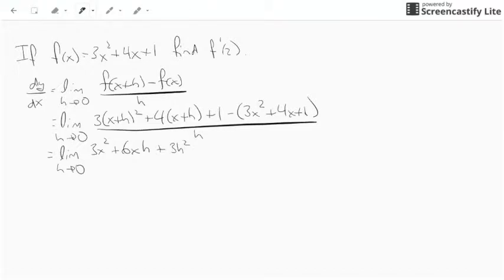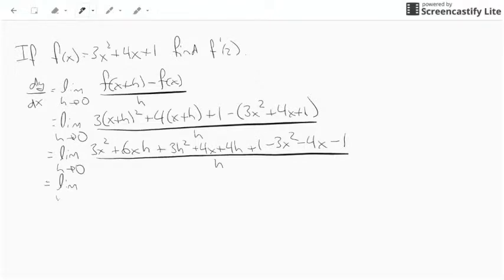Then I'm on to my second term, the 4 multiplied by x plus h, and that will be 4x plus 4h plus 1. And now I'm going to distribute that negative through, so minus 3x squared minus 4x minus 1. Okay, all over h. Wow, we got a lot going on up there. This is actually going to simplify down rather nicely, though.